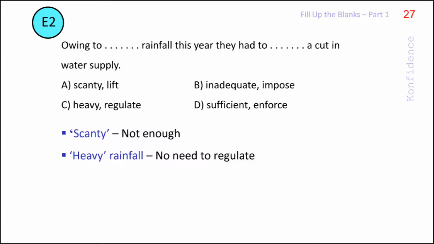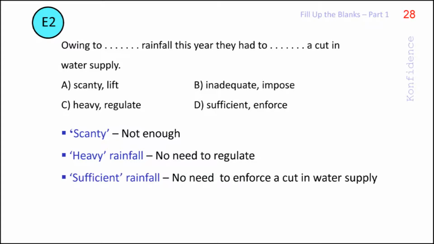If there is heavy rainfall, there is no need to regulate, that is control or adjust, or have a cut in water supply. In the same way, if there is sufficient rainfall, we do not need to enforce or impose a cut in water supply. So options A, C, and D are not at all appropriate. Hence, the right answer is option B, inadequate and impose. If there is inadequate or insufficient rainfall, we have to impose a cut in water supply.